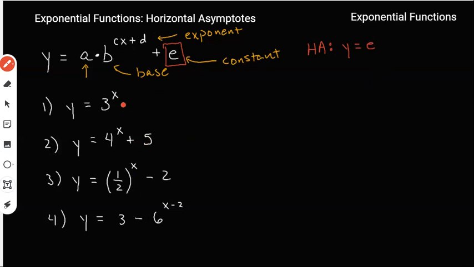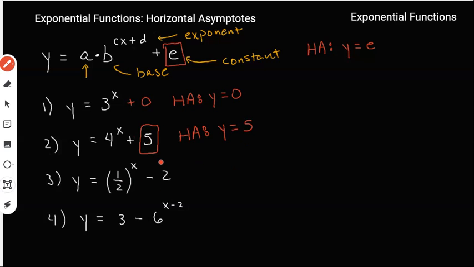So looking at the first one, we don't have a constant that's being added off to the side, so we consider it to be 0. The horizontal asymptote for this will be y equals 0. For the next one, the constant is 5. It's being added off to the side. That makes the horizontal asymptote y equals 5.